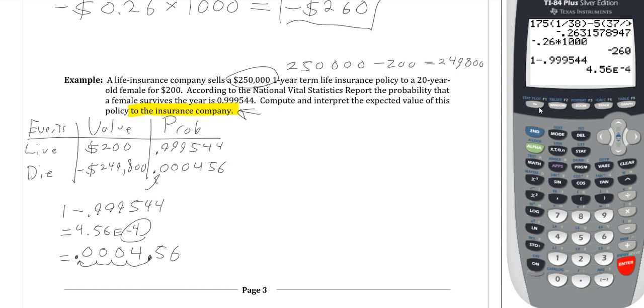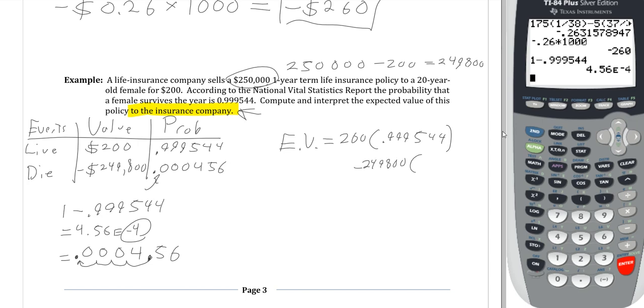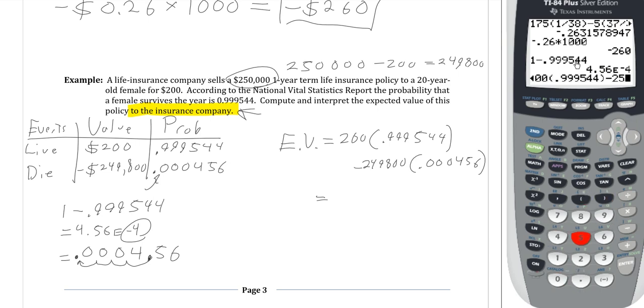So that's our full table that has all the data that we need, and we can find our expected value now by doing 200 times the probability, 0.999544, minus the 249,800 times its probability, 0.000456. With this one, we should get a nice whole number for this.